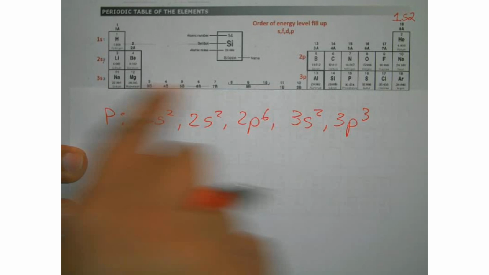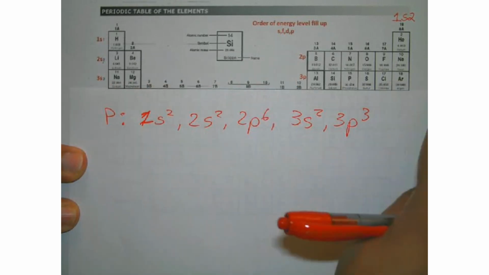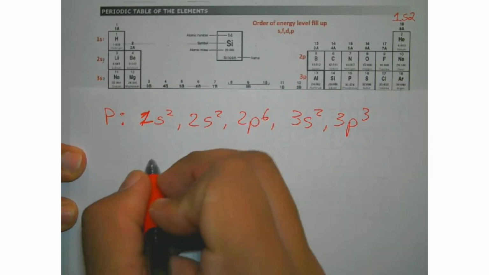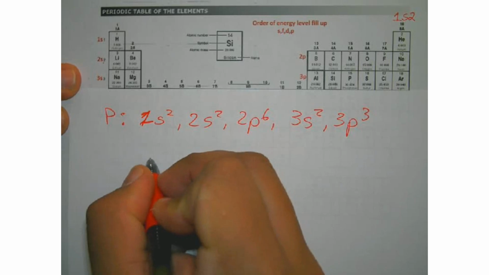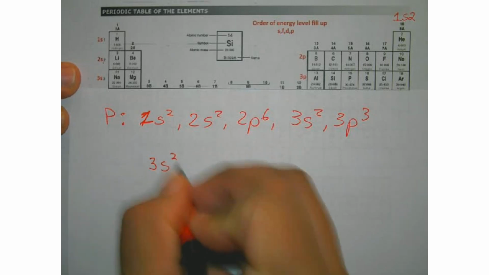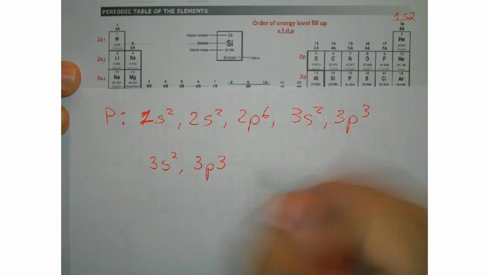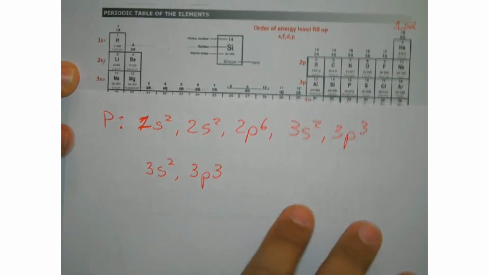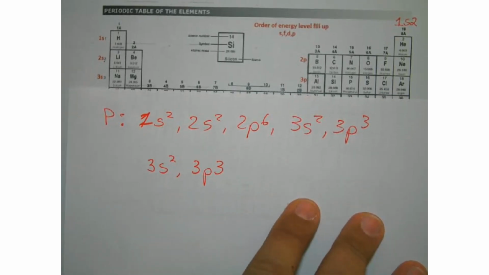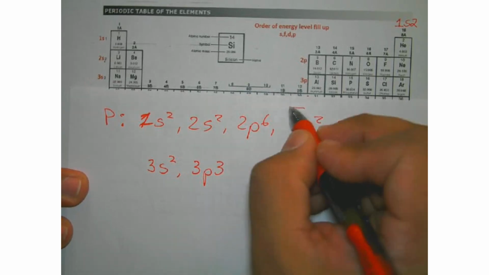We're only going to look at this last energy level. So let's write that out. The last energy level where we find phosphorus is 3s2 and 3p3, right?